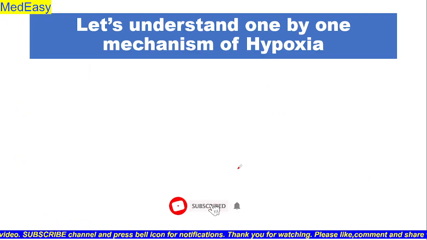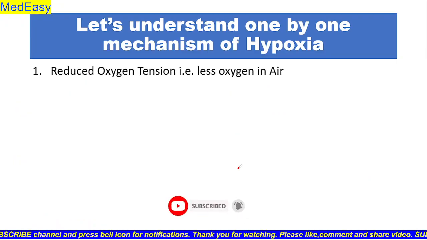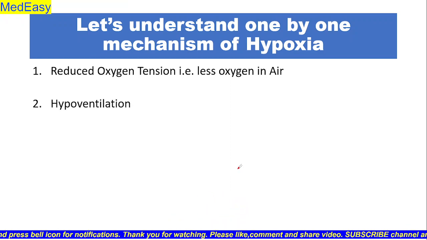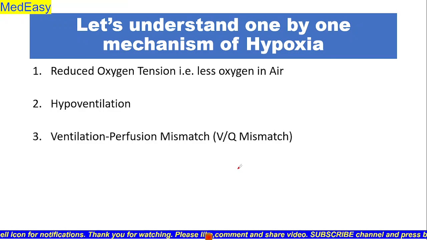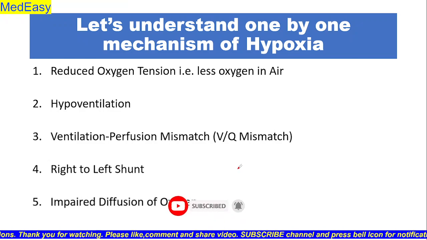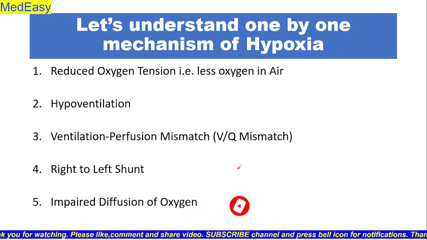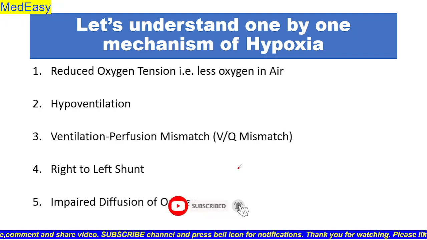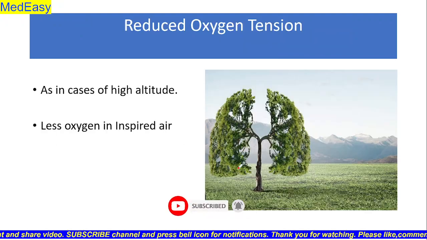So let's understand one by one the mechanism of hypoxia. Number 1 is reduced oxygen tension, that is less oxygen in the air. Second is hypoventilation. Third is ventilation-perfusion mismatch. Fourth is right to left shunt, and 5 is impaired diffusion of oxygen. So these are the 5 important mechanisms of hypoxia. Let's understand them one by one.